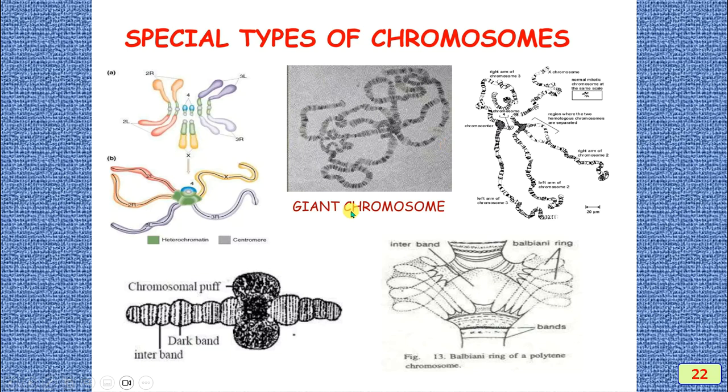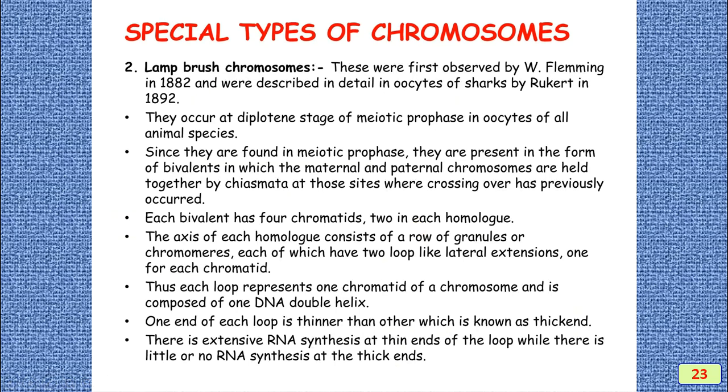And here you can see the structure of a giant chromosome which contains so many strands. Here you can see the centromere, etc. Even though it's one, multiple strands have been joined together. Here you can see the chromosomal puff, and dark bands and interbands, etc. are seen in this special type of chromosome.